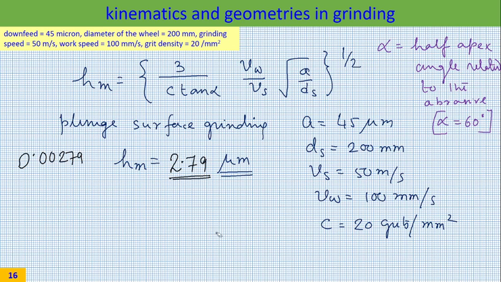What about others? Sir, I have a doubt, sir, in that values. VS is 50. Okay, sorry, sir. VS is 50 meter per second, VW is 100 millimeter per second. Okay. Anybody else?